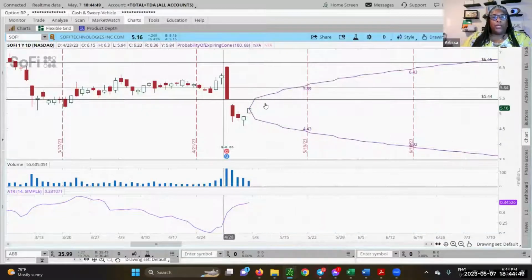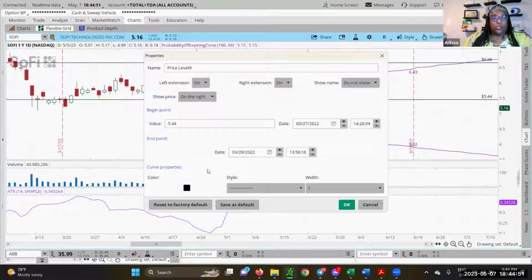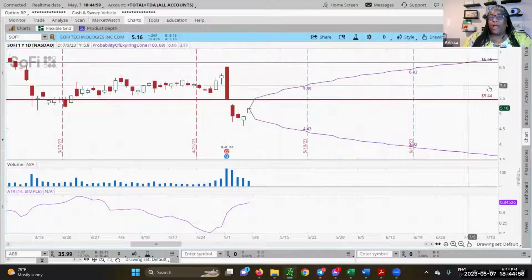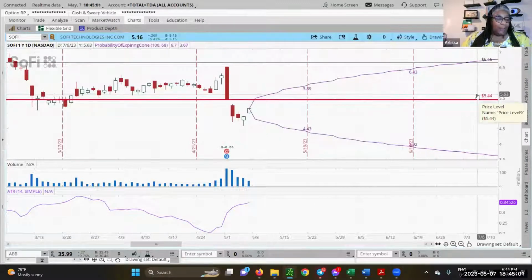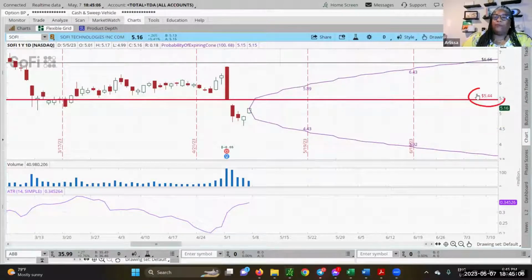Okay, so if we were charting SoFi right now, I already have charted it. But if we were looking at SoFi, we see here that this 5.44 is the top of some resistance at this point. Okay, 5.44 is the top of that gap, which matters because in the gap, there will be resistance. So 5.44 is our resistance. We need to find our sell strike above 5.44.